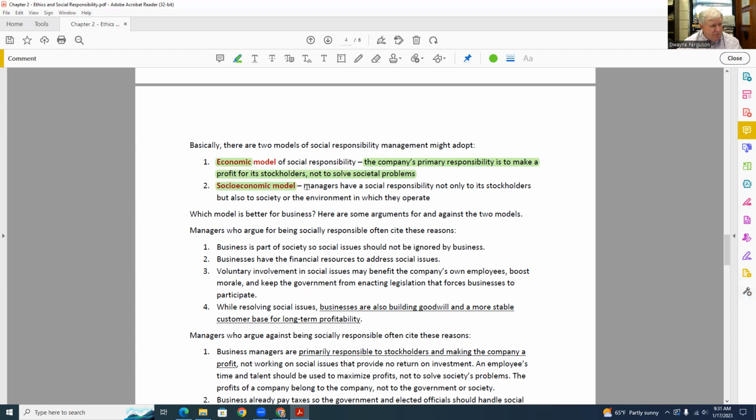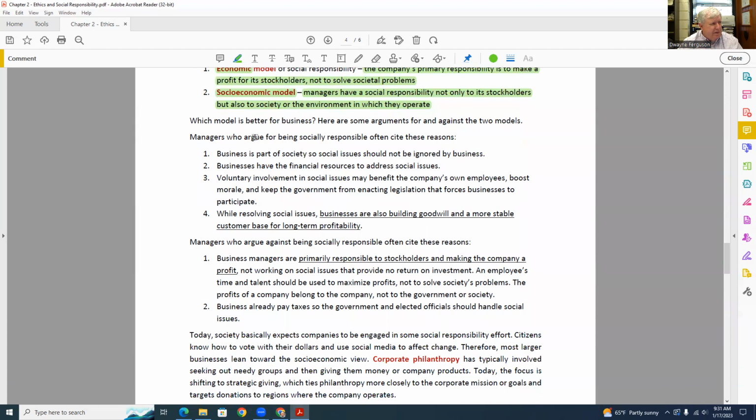Okay, and then the socioeconomic model, which most managers now fit in this category. Managers have a social responsibility, not only to stockholders, but also to society and the environment in which they operate. So again, most managers take on this philosophy now, and they believe that, yes, it's not required that I am involved in social responsibility, but my company is going to be more profitable if I am involved with the community that I'm in.